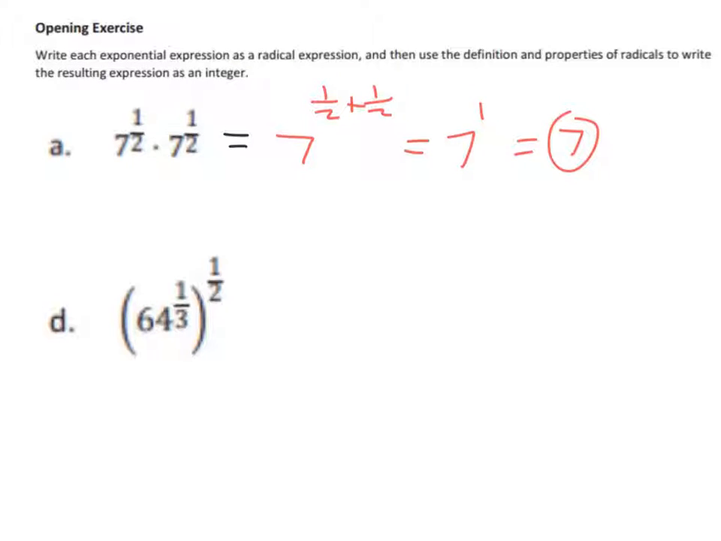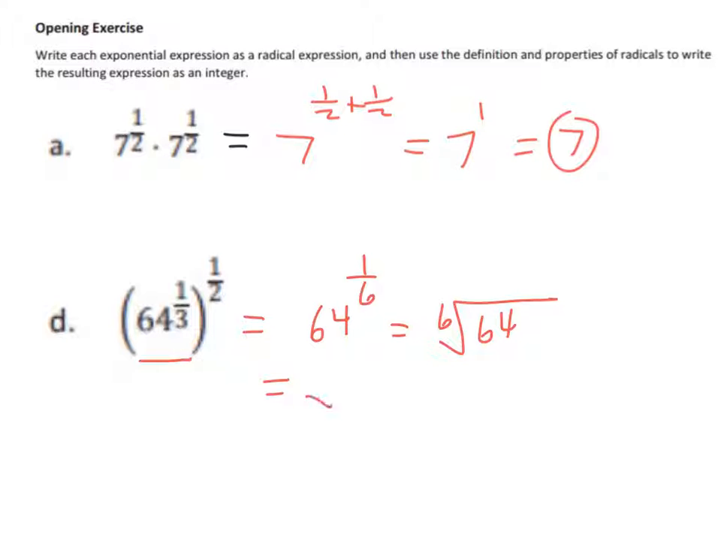In D, we've got 64 to the third raised to the half. So it's a power rule. I'll keep the base here, 64, and a half times a third is 1/6. From the previous lessons, I raised the 64 to the first power, which is 64, and the root is the next part. So this is really the 6th root of 64.